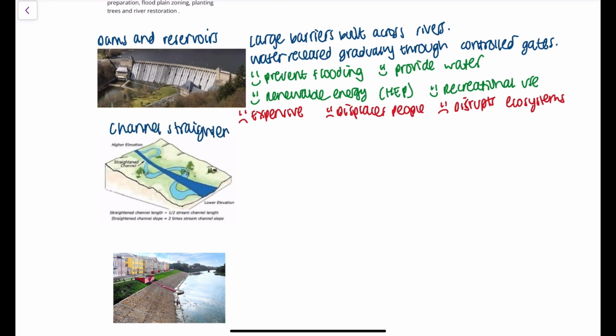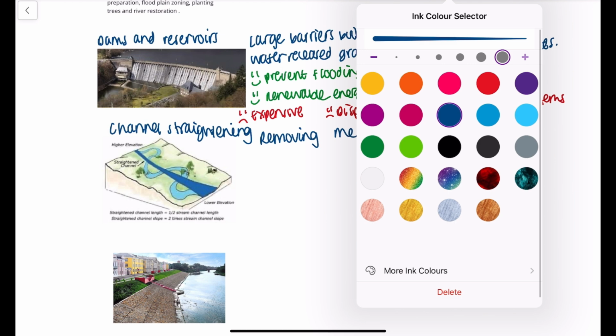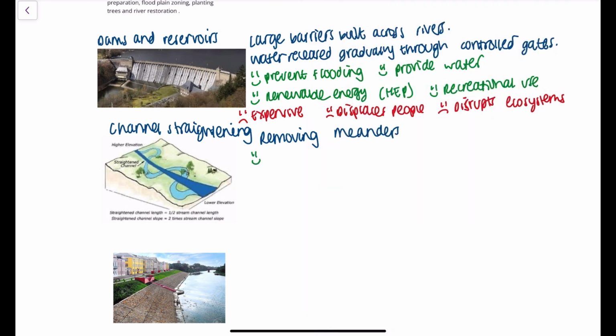Channel straightening then involves altering the course of a river. And usually it's by removing meanders. So you can see from the picture here, we've removed the meanders to create a straighter, more faster flow. The major benefit of this is it speeds up the flow of water, which allows it to move quickly past vulnerable areas, which reduces the risk of flooding, and it can also improve navigation for boats and ships.